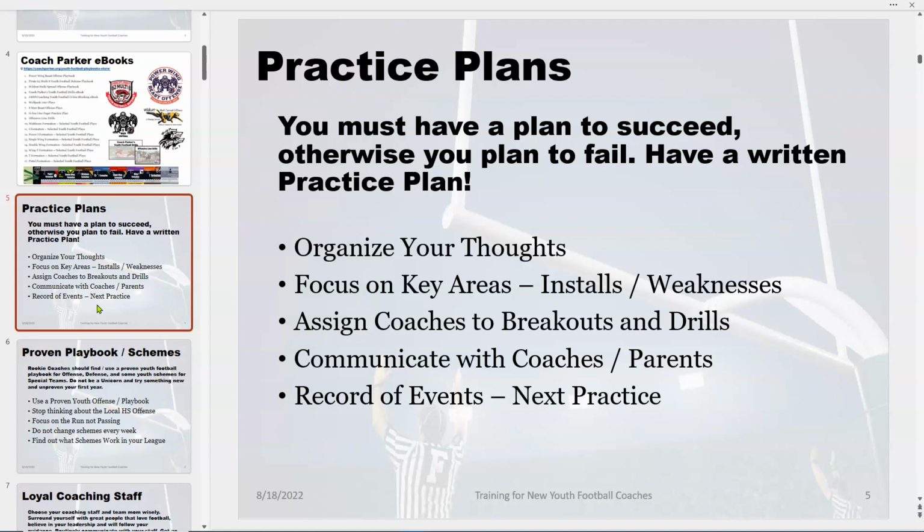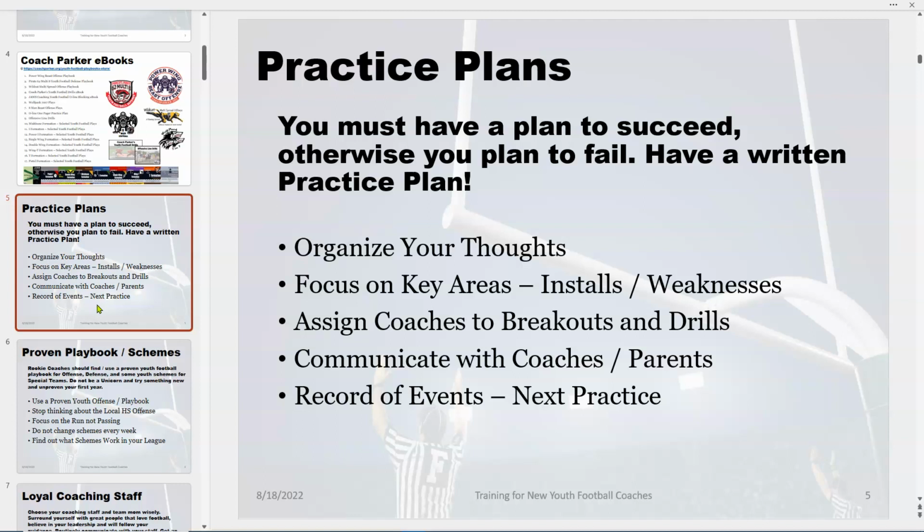But really, you want this practice plan to help organize your thoughts. I do it a day or two before practice. Actually, usually the first 2 weeks of practices, I'll have it laid out so I can organize what we want to go through, the drills, our installs, and all that kind of stuff. I'm going to be focusing on those key areas, the installs, and definitely during the season, you want to focus on your weaknesses and any things that you're scouting.